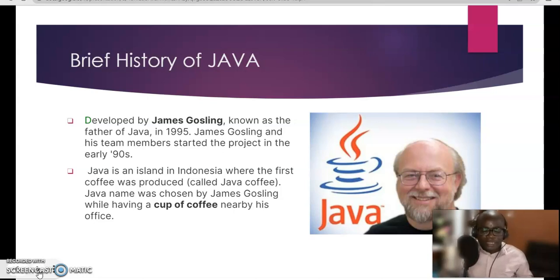All right. And it seems James Gosling enjoyed his cup of coffee the time he was writing his computer programs. And so the name Java was chosen by James Gosling while having a cup of coffee near his office. And that's the reason why the logo for Java, the programming language, is actually a cup of coffee. Okay.